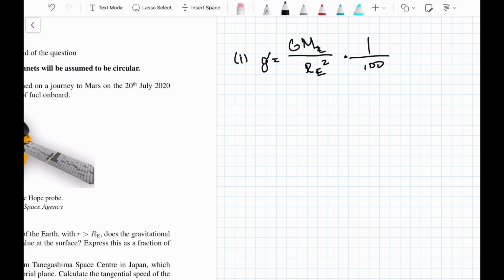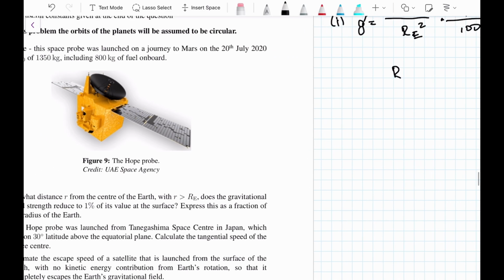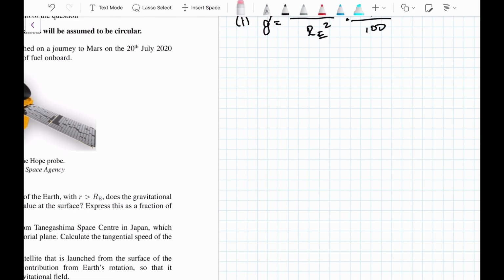You can see that 100 is just 10 squared. So the new radius r should be equal to 10 times Re, and that should be the answer to the question. So let's see the second part.